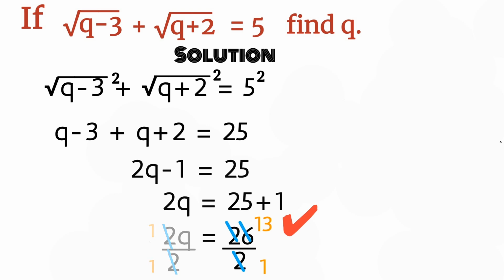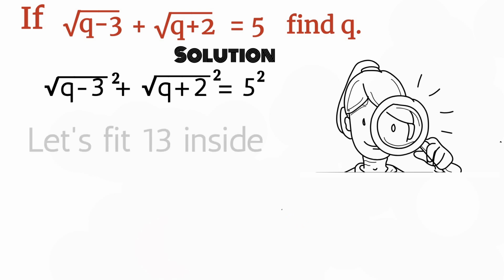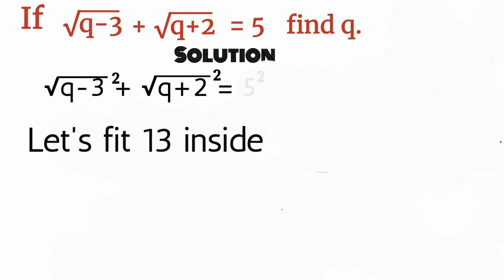But don't get the idea that this procedure is the right way of solving this question. No. So q is equal to 13. Let me write the 13 there for you. Sorry guys, my artificial intelligence failed me, but let's put 13 into this equation and check whether it is right.